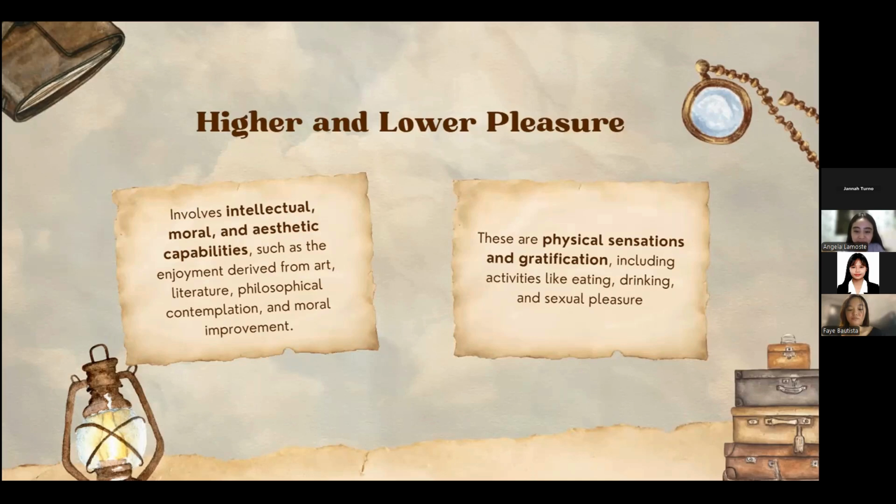Unlike Jeremy Bentham, who thought that the amount of pleasure was the only thing that mattered, Mill argues that quality matters too. Even if a lower pleasure is abundant, it's not as valuable as higher pleasure. For instance, people who have experienced both kinds of pleasure would prefer a smaller amount of higher pleasure over a large amount of a lower one.